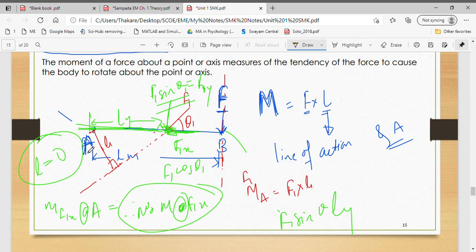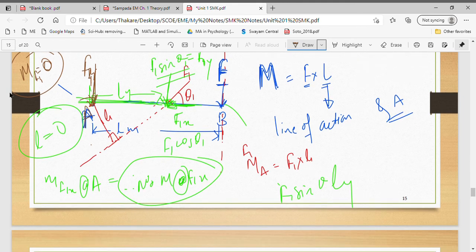Now let us consider the third condition. If there is a force F4 acting on point A, then again the perpendicular distance between the line of action of force and the point about which moment is to be determined will be 0, and the moment generated due to this F4 will be 0. That is how you determine the moment of a force. If the line of action of force is passing through the point about which you have to determine the moment, then the moment due to that force will be considered as 0.